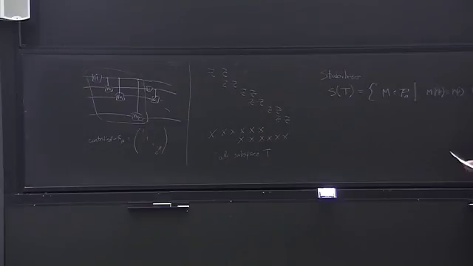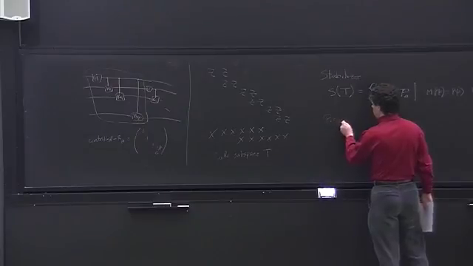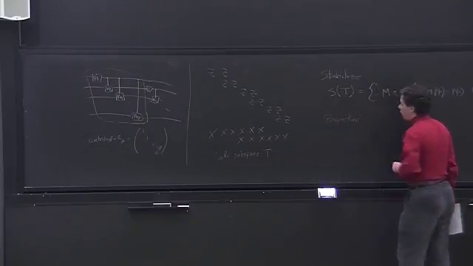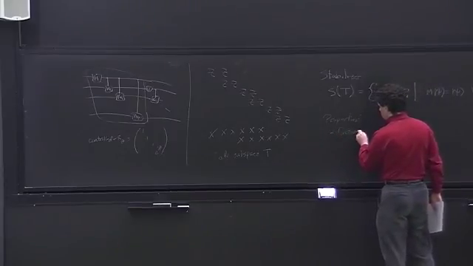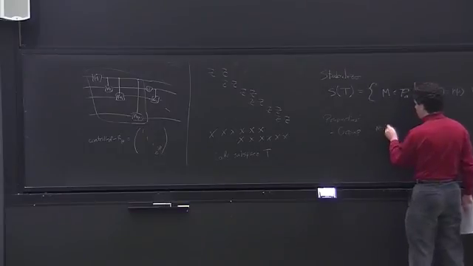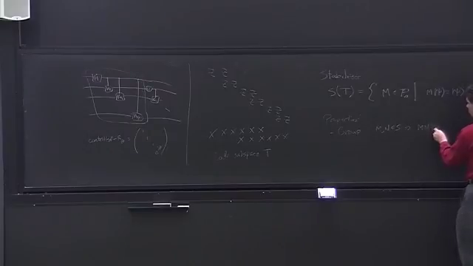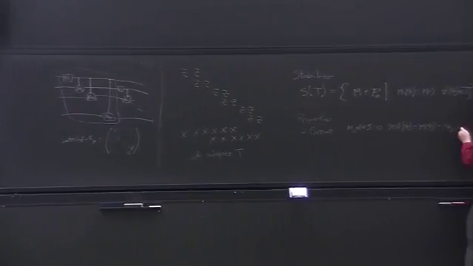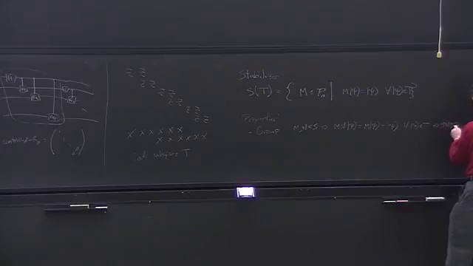And in fact, that's the basic property of stabilizers: that it's a group, because if M and N are both in the stabilizer, that implies that MN is in the stabilizer, because MN psi is equal to M psi, which is equal to psi for all psi in T. So that implies that MN is in the stabilizer. Okay? So it's a subgroup of the Pauli group.